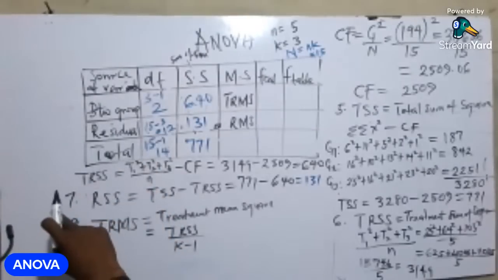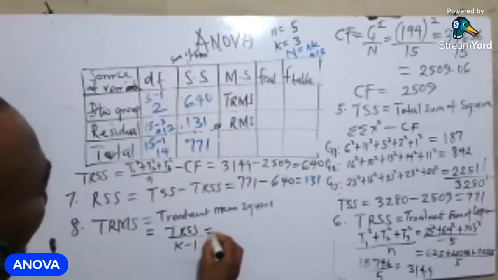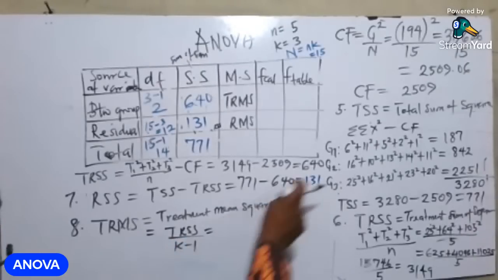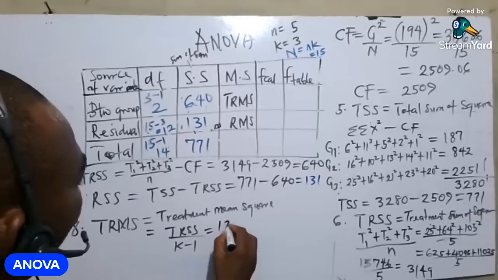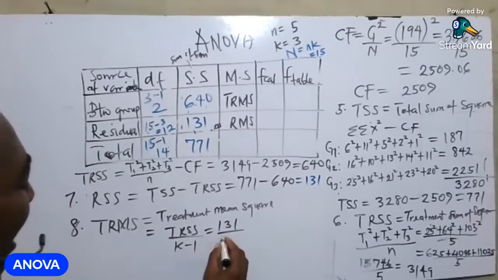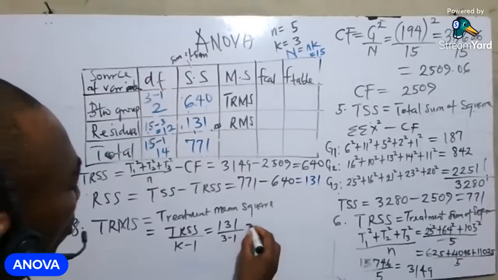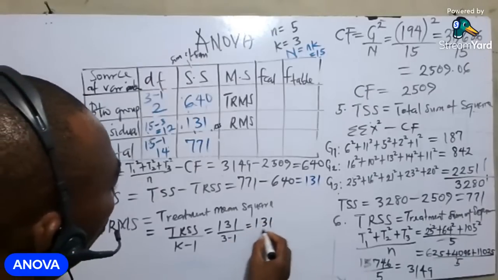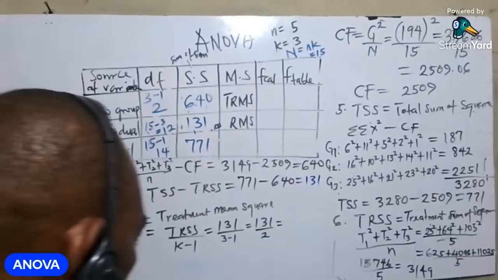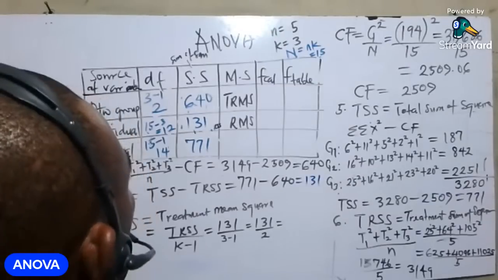We have got our TRSS before. So what is our TRSS? Which is 131, to be divided by our K. Our K is 3 minus 1. So this is 131 divided by 2. So what would that give us?